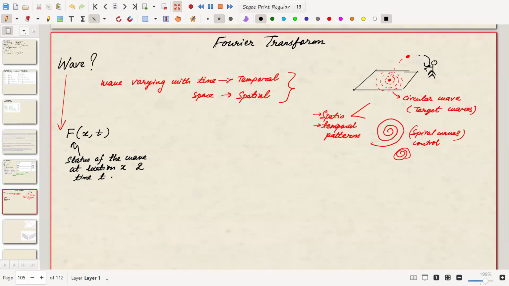We will try to see how this changes over both space and time. For that, I think we can just plot a simple sine wave. I will show you how it varies with space and time.